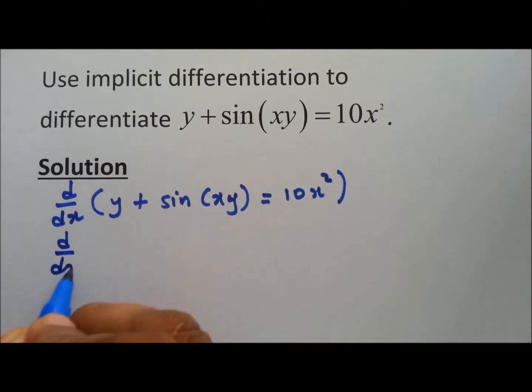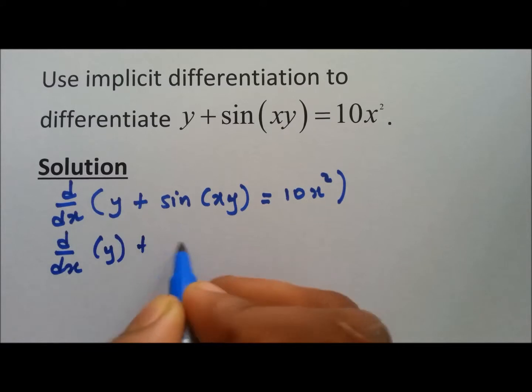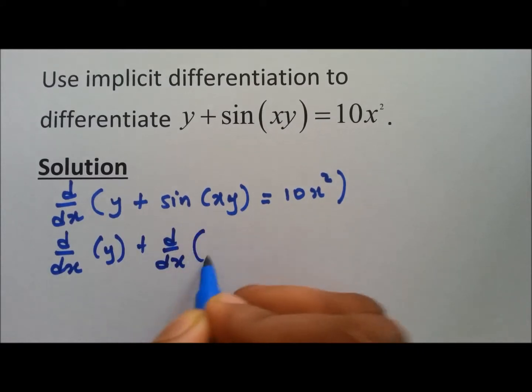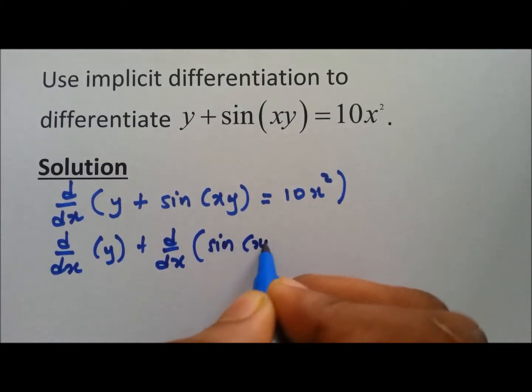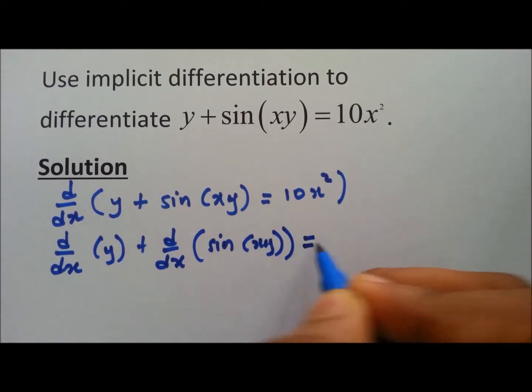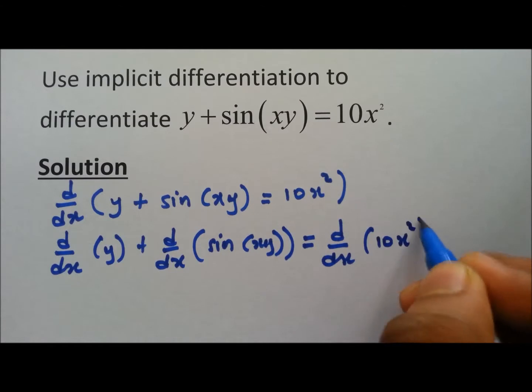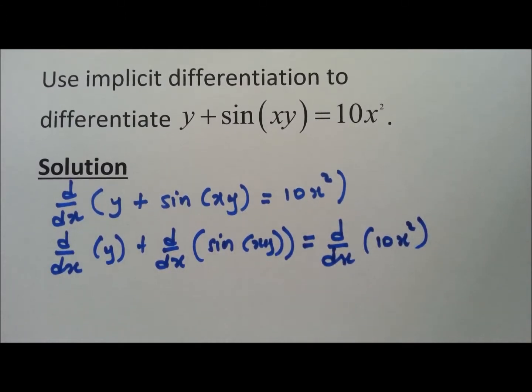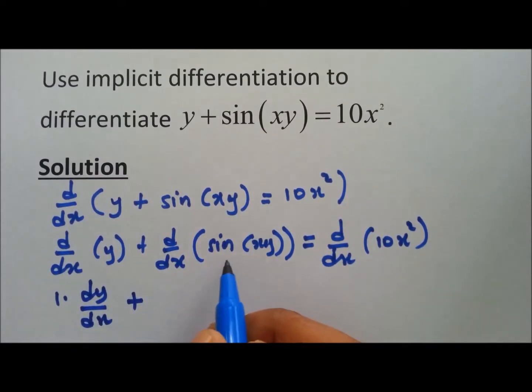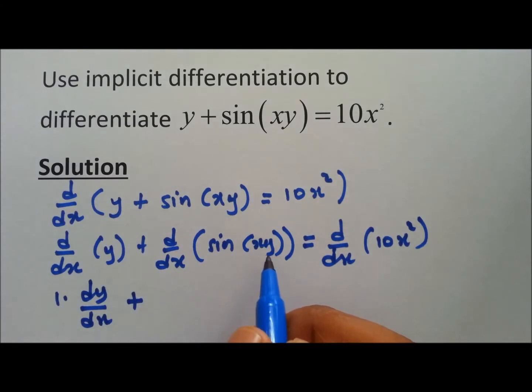So we'll have d by dx of y plus d by dx of sine of x times y, that is equal to d by dx of 10x squared. Now, note with implicit differentiation, whenever I differentiate y, I insert dy over dx. So differentiate y, we get 1, but since we are differentiating y, we insert dy over dx, plus. Question now is, how do I differentiate sine of x times y?